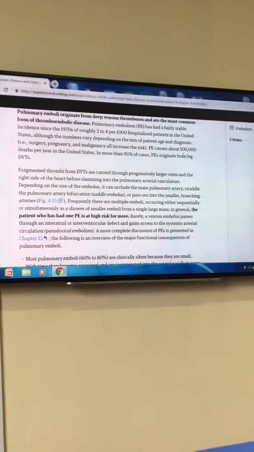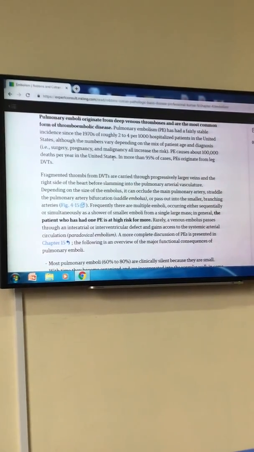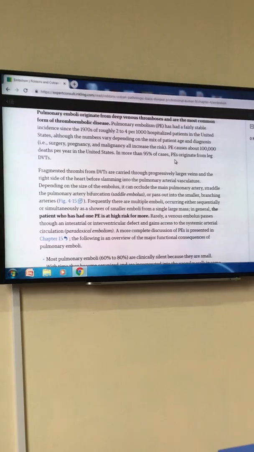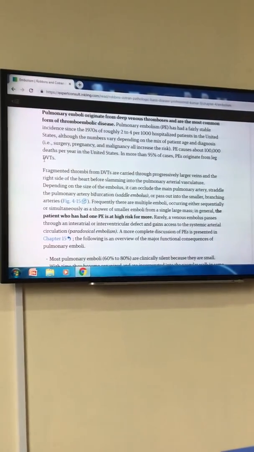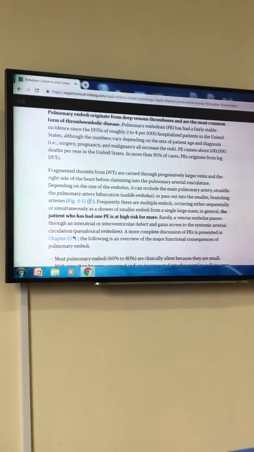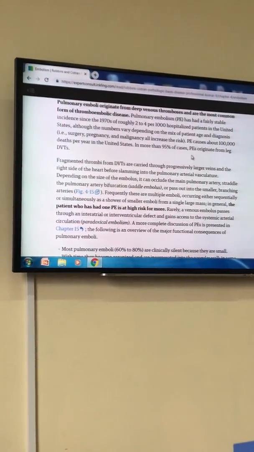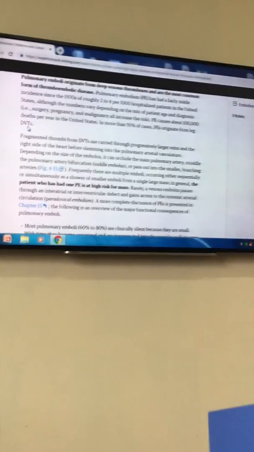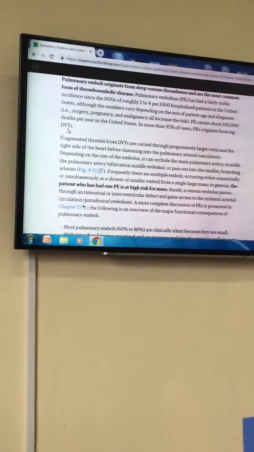Pulmonary embolism causes about 100,000 deaths per year in the United States. In more than 95% of cases, pulmonary embolism originates from leg DVTs, deep venous thrombosis. So, most commonly, pulmonary embolism is due to deep venous thrombosis. All right.